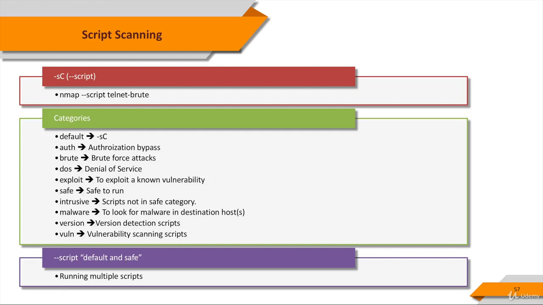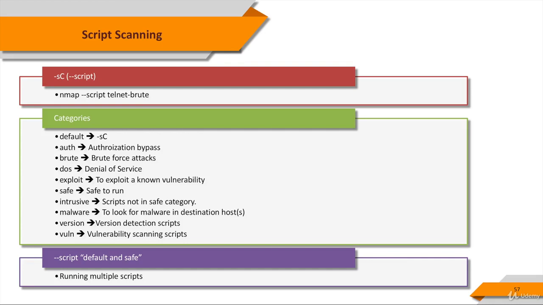Version scripts are an extension to the version detection feature and cannot be selected explicitly. They're selected to run only if version detection, that's -sV, was requested. And vuln scripts check for specific known vulnerabilities and generally only report results if they're found.